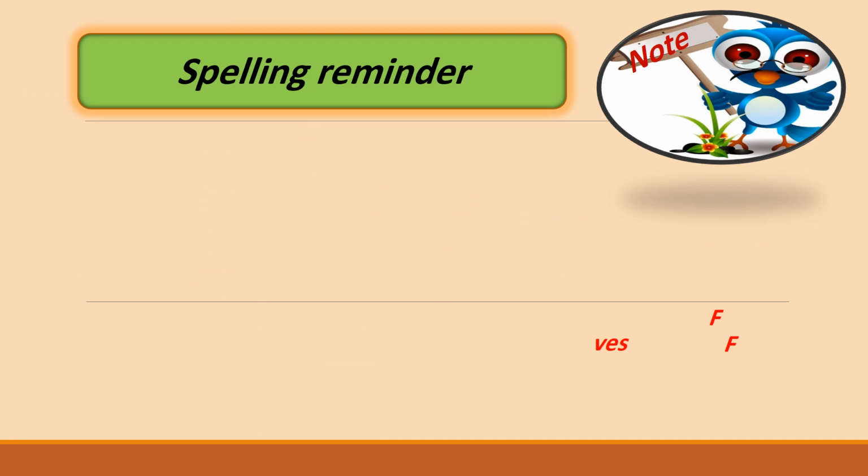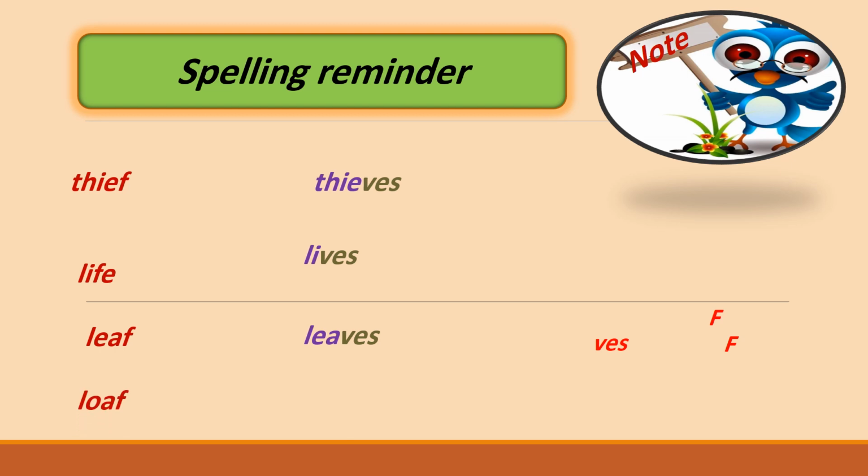Spelling reminder. We have some singular nouns. What will happen when we change them to plural? Look here. Thief, thieves. Life, lives. Leaf, leaves. Loaf, loaves. Notice that these singular nouns all end in the letter F.